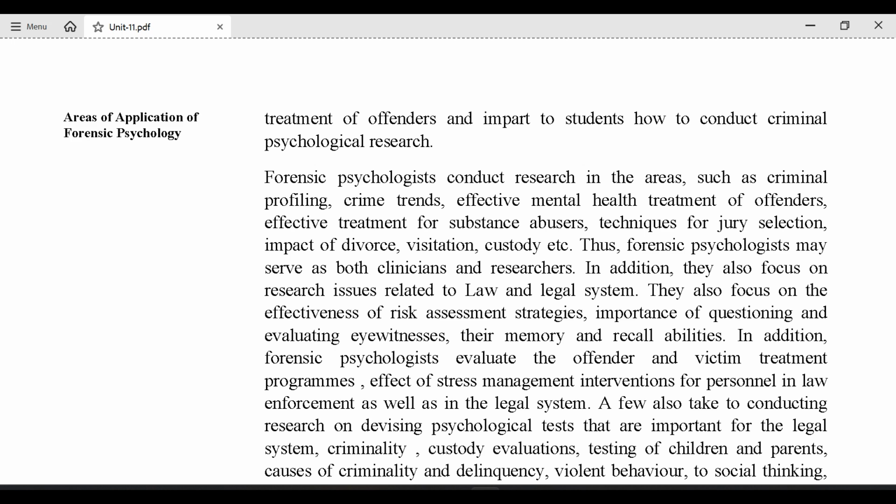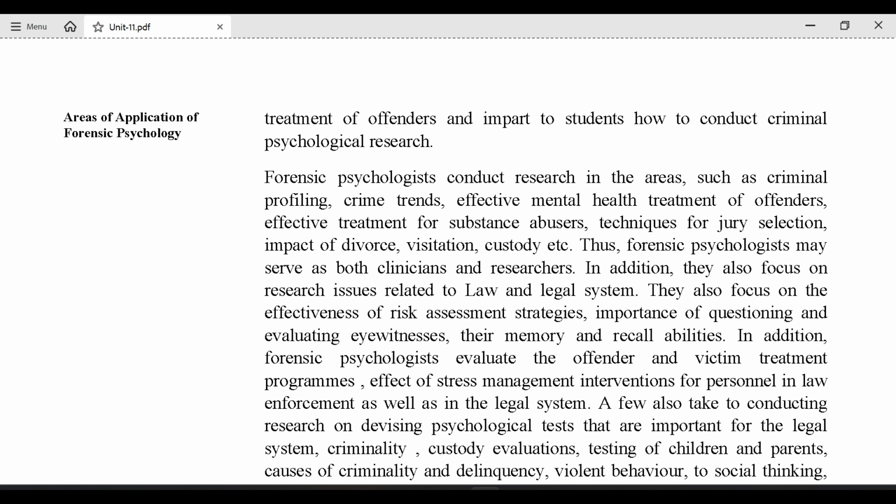Forensic psychologists conduct research in the areas such as criminal profiling, crime trends, effective mental health treatment of offenders, effective treatment for substance abusers, techniques for jury selection, impact of divorce, visitation, custody, etc. Thus, forensic psychologists may serve as both clinicians and researchers. In addition, they also focus on research issues related to law and legal system.